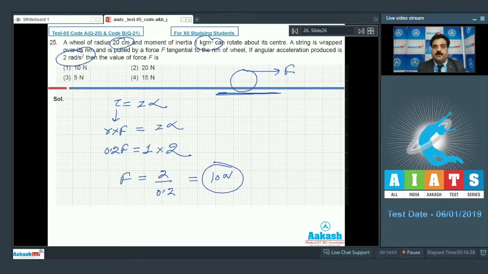So in this question you need only the basic concept of how to calculate torque. Torque means force into perpendicular distance. Perpendicular distance means this one, because this is the line of action and this is the perpendicular distance, that is radius r. So I can say my option number 1 will be the right choice. Let's move on. Question number 26.